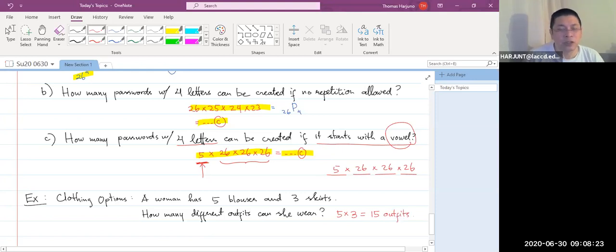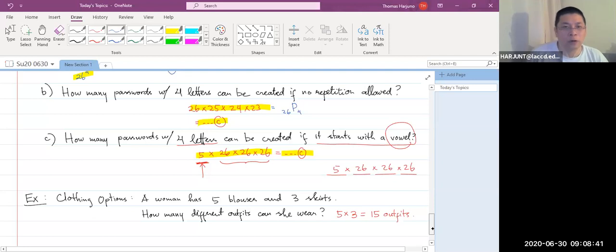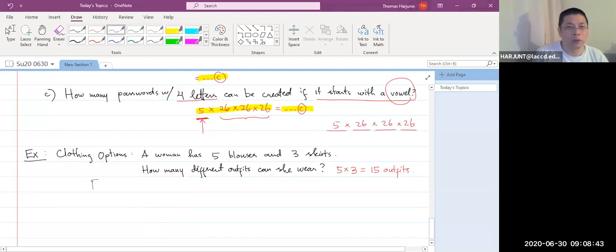Okay, so notice that I start from what? Pencil and eraser, and then go to password, now go to outfits. So you see we have different applications, but the underlying concepts are the same. Actually, for this clothing option, I would like to ask one further question. Let's call this a follow-up question, something to think of during your break.